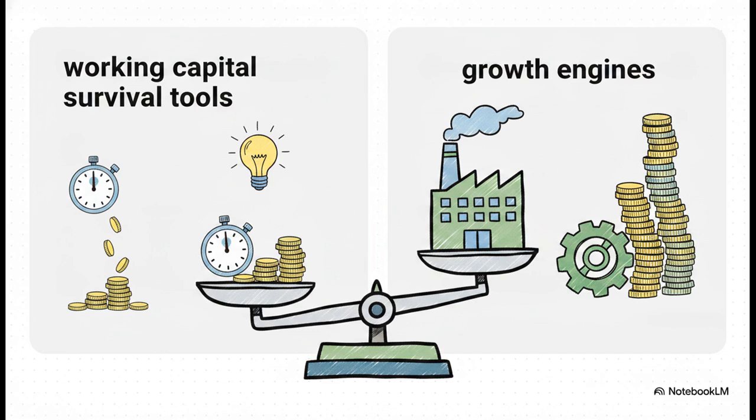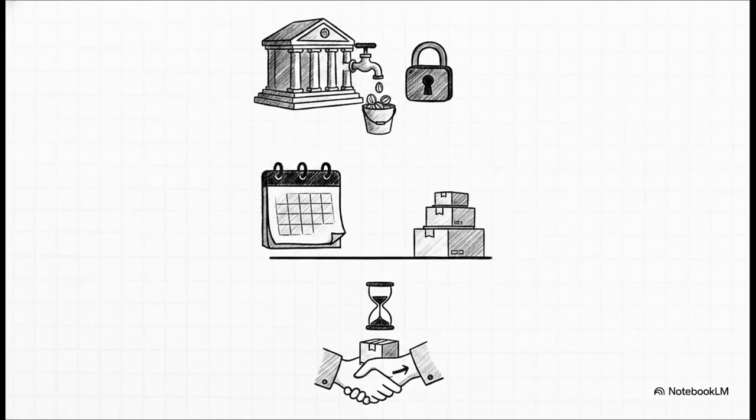Think about it. You'd never fund a 20-year factory build with a short-term overdraft, right? And you definitely don't issue corporate bonds just to pay the monthly electricity bill. Matching the term of the financing to the life of the asset is basically the golden rule in financial management. Let's zoom in on those short-term survival tools first. These are designed to keep the lights on and manage immediate day-to-day liquidity.